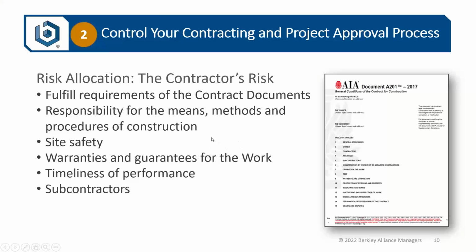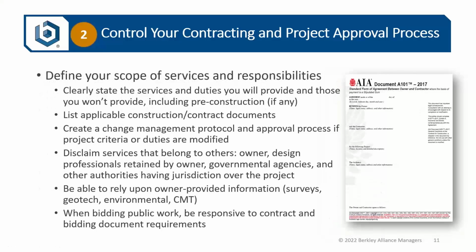And it's very thorough in terms of the responsibility for the means, methods, and procedures of construction, coordination of subcontractors, site safety, warranties and guarantees for the work, and timeliness of performance. And those half a dozen bullet points are greater detailed in 41 pages of general conditions. Those 41 pages also include the roles and responsibilities of the owner and the architect, and by implication, the engineers that work for the architect on a vertical construction project. So you need to understand these documents, you need to understand these responsibilities, and the key members of your staff need to understand that as well.